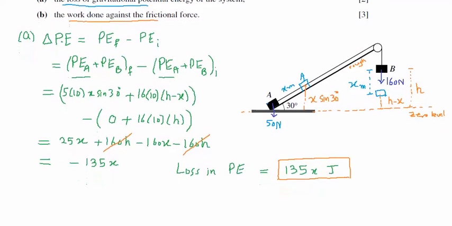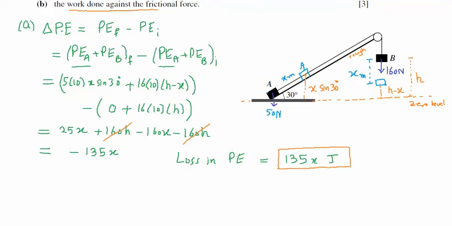So part B, the friction force here, since the object is moving, will be mu R.